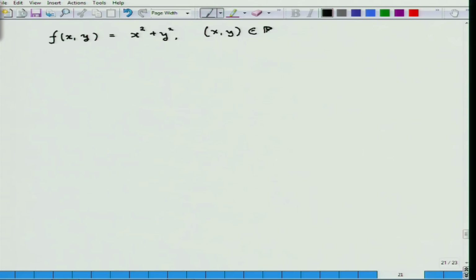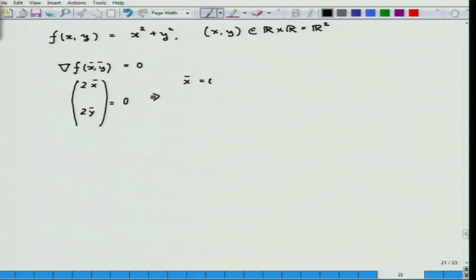So, x y here is in R cross R, each individually from the real line, which is nothing but R2. Now, if I want to find the gradient of f x y, this means I would have 2 x bar, 2 y bar, this vector would be equal to the 0 vector. This would imply x bar is equal to 0 and y bar is equal to 0. So, x bar y bar is equal to 0 0 is the critical point.